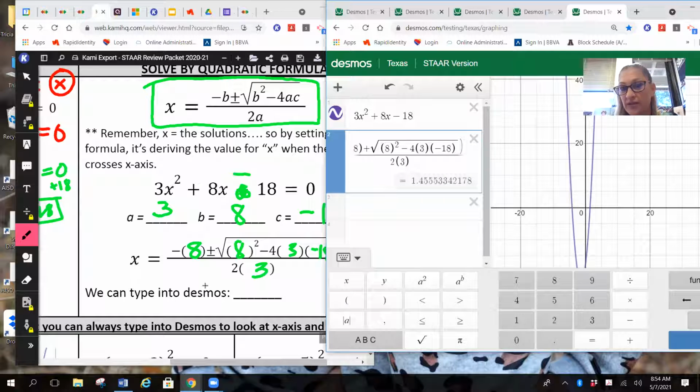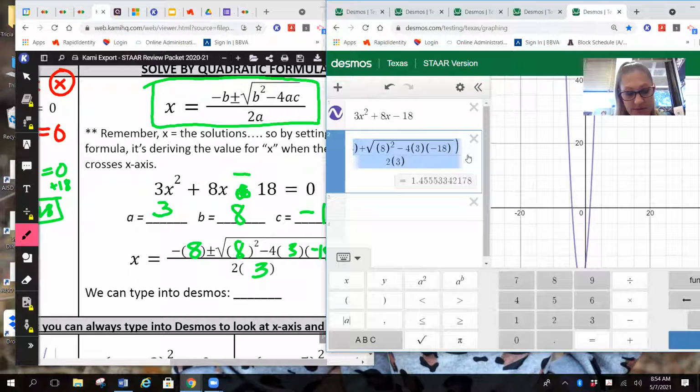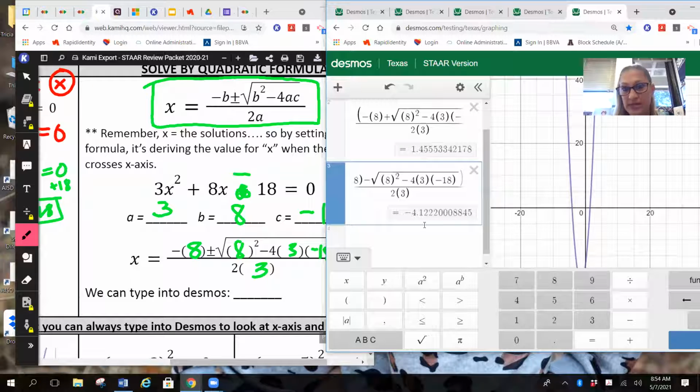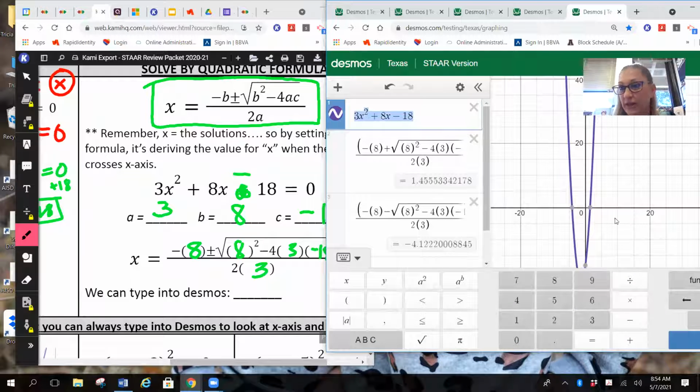And notice one of the answers is 1.45. I did all that work when I could literally just type it into Desmos and look at it and press the x-intercept. Now, I can also copy this, paste it, change the plus sign to a minus sign, and that's how I get my other answer right there. That does take a lot of work when you could have easily just typed that in and there's the answers right there.